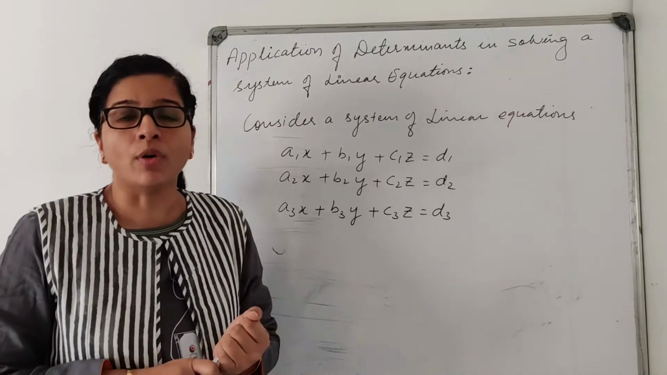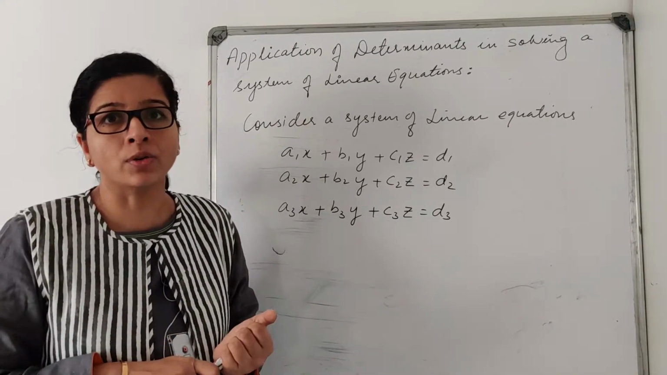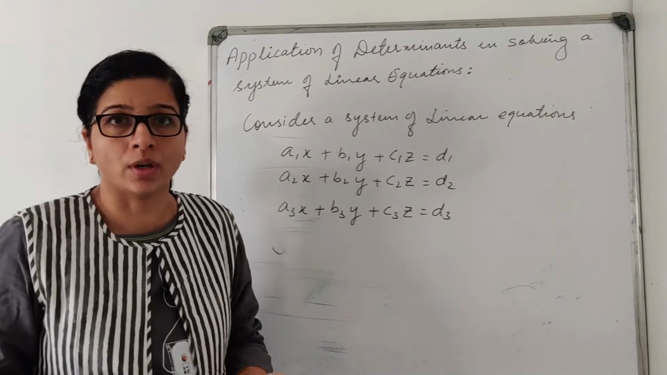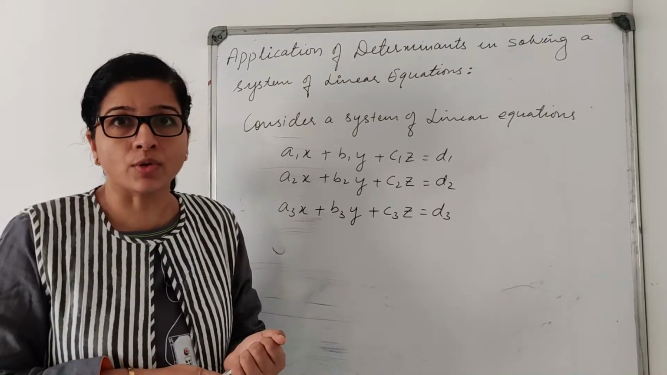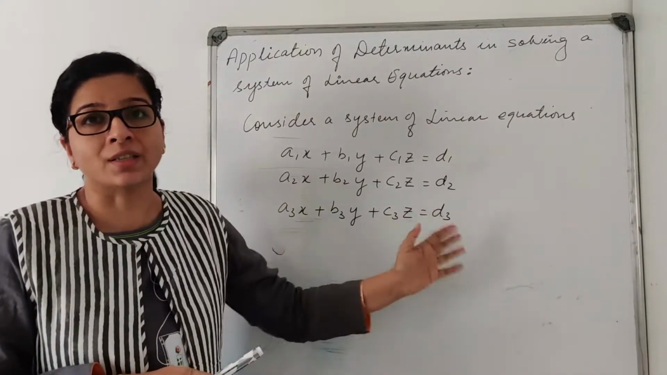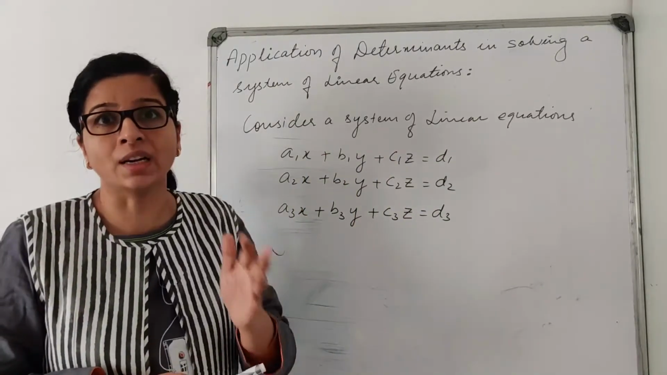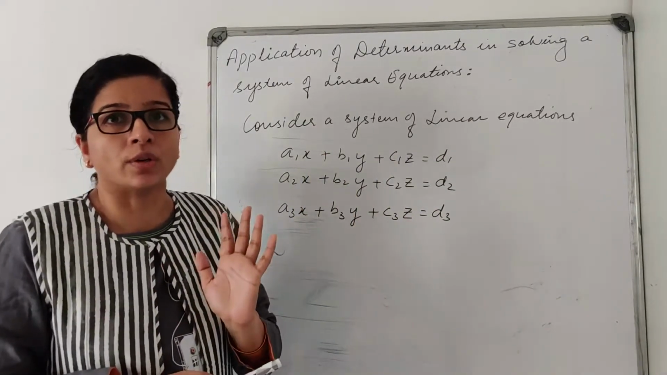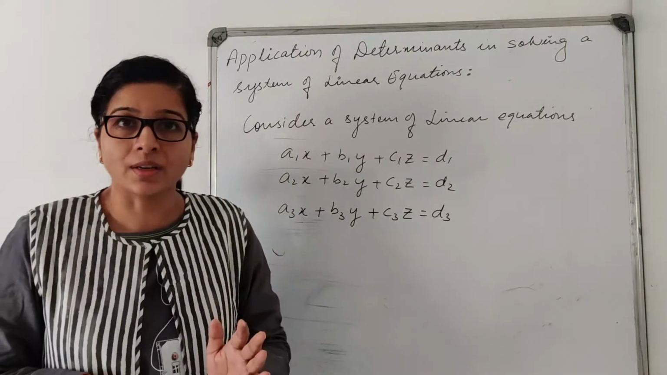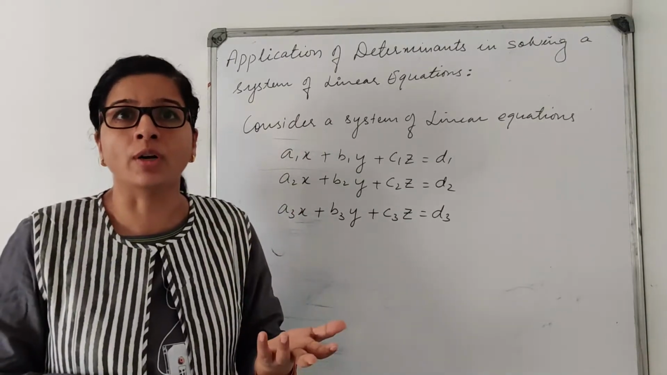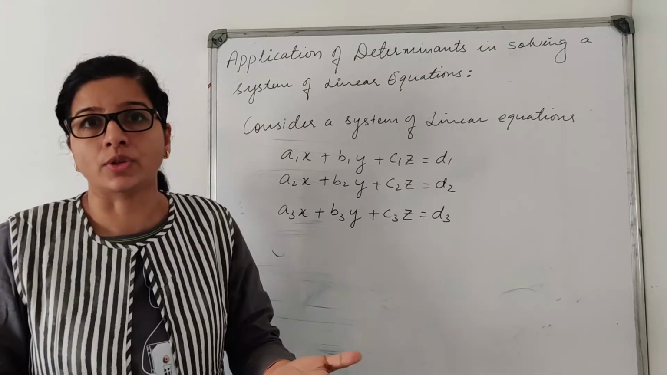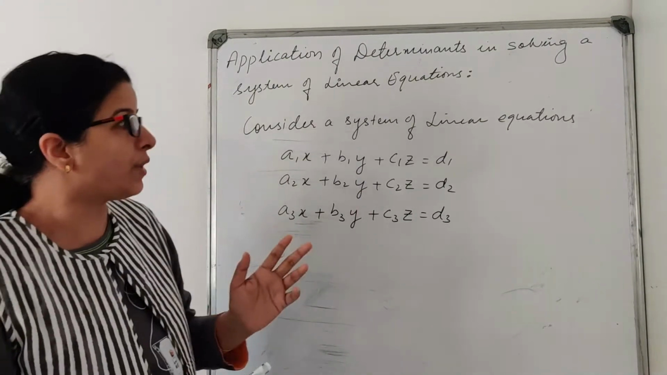Now the system of equations may have a solution or may not have a solution. If it has a solution, it is a consistent system of equations. If it doesn't have a solution, it means it is an inconsistent system of equations. If it is consistent, it may have a unique solution or it may have infinitely many solutions. Now how to find out?